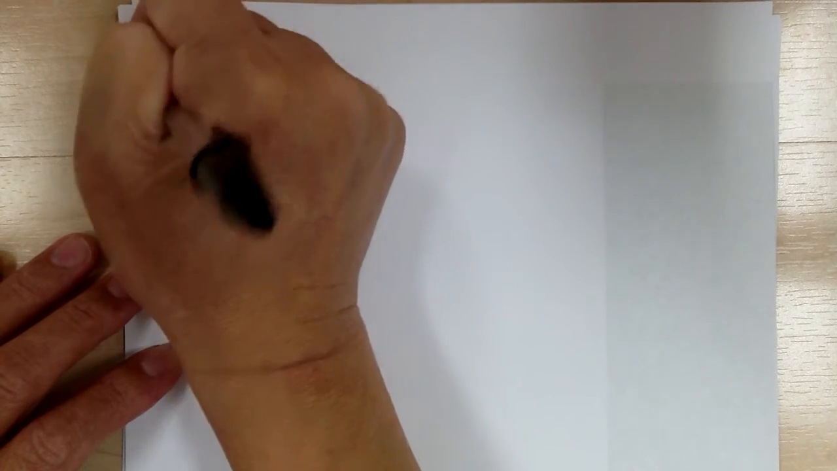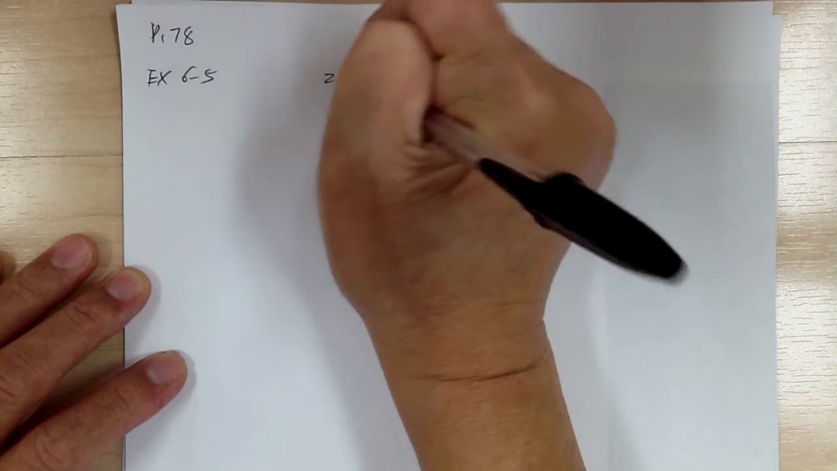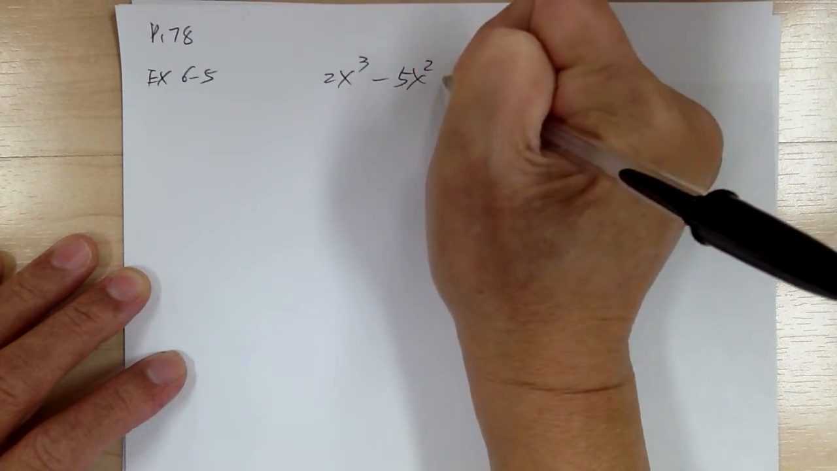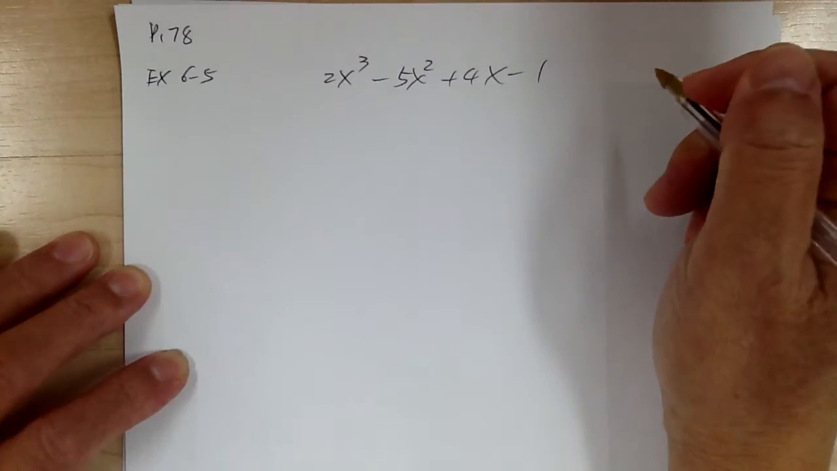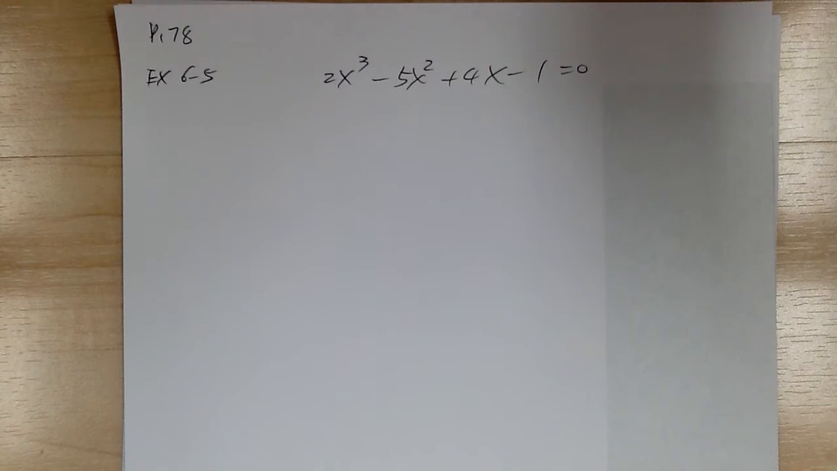Okay, let's go to the next one, example 6-5. Find all the roots of 2x to the 3 minus 5x squared plus 4x minus 1. In order to find roots, you actually have to set it equal to 0, because roots are for an equation. So this is not really technically correct. Because it's an expression, you have to have it equal to 0 in order to have roots. So this one's a little bit badly worded.